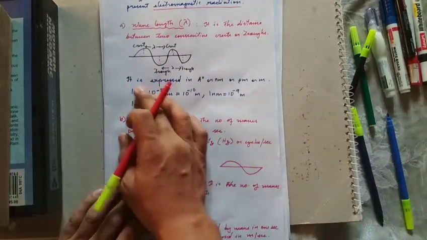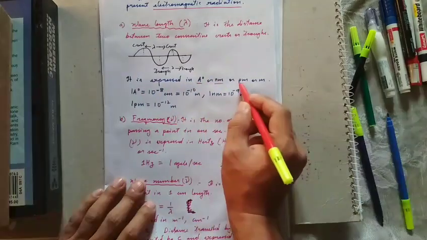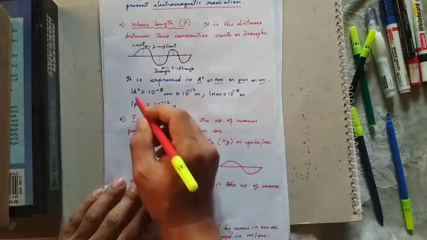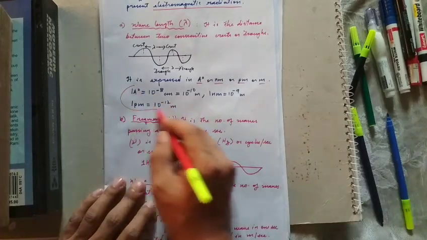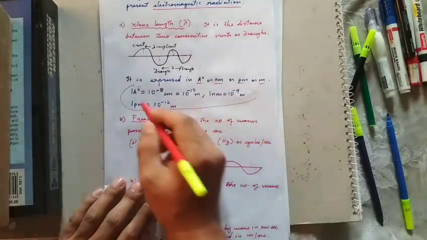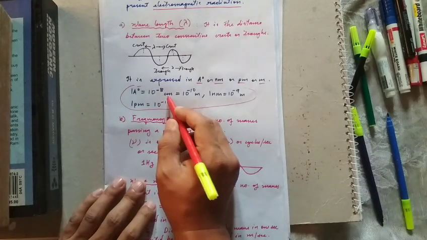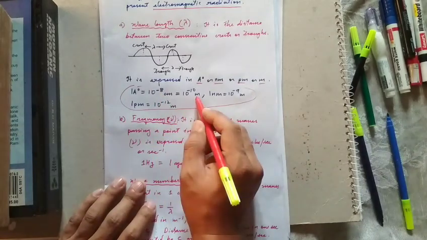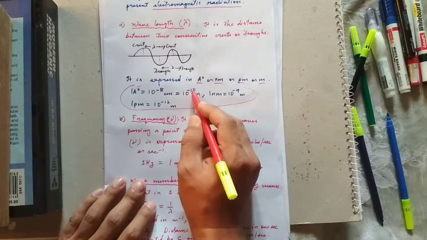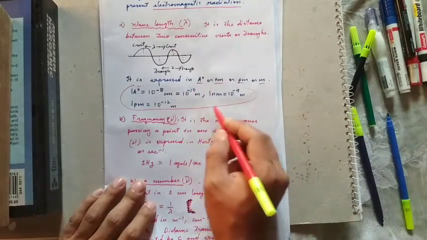So this wavelength is expressed in Angstrom, nanometer, picometer, or meter. So please know this value. 1 Angstrom is equal to 10 to the power minus 8 centimeter, and when converted to meter it is 10 to the power minus 10 meter.